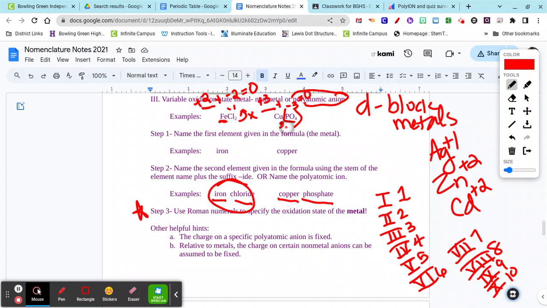However, since I have 3 of them, when you write your Roman numeral, it is only the charge on one copper. So if all of my coppers equal +3, but I have 3 of them because that's my subscript, I would divide. I would say +3 divided by 3 means that each one of these is 1. So I would insert here between copper and phosphate a Roman numeral in parentheses of I, and that tells me that copper is +1. Okay, now let's do some practice with this.